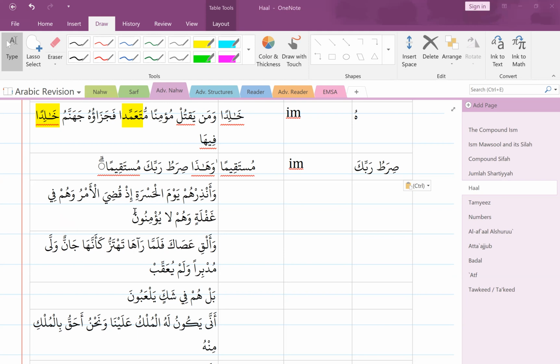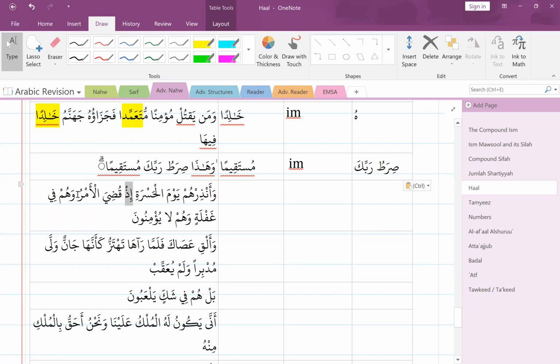Okay, we have to look at the entire sentence and see where the sentence ends. Let's go step by step. وأنذرهم, and warn them. Warn them of what? يوم الحسرة, of a day of loss. إذ قضي الأمر, when the matter is decided. Okay. Hal, I don't think it comes with إذ. So this would be something else. It doesn't come with it.